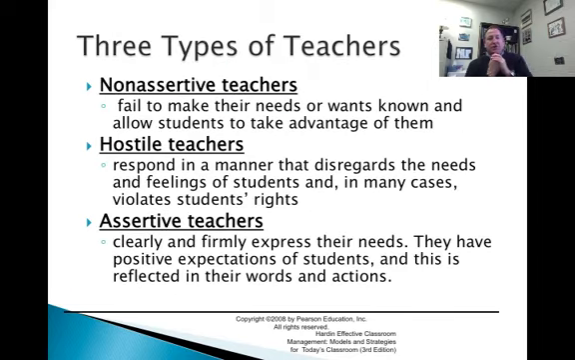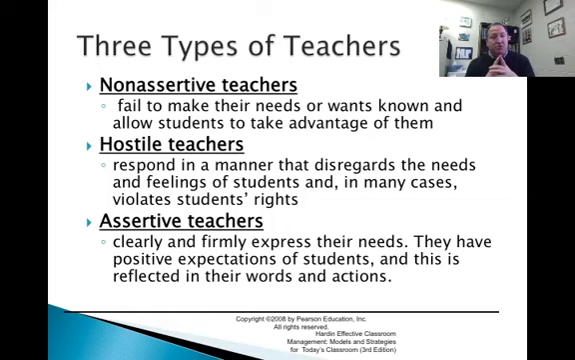Next, these are three terms that Cantor uses: non-assertive, hostile, and assertive teachers. Obviously, the assertive teacher at the bottom, and you want to look and know these three different definitions. It's very important. The assertive teacher is the one you want to try to be, the one who clearly and firmly expresses their needs. The hostile teachers you've probably worked with, the ones who demean you, make you come out of the classroom feeling like a nothing.